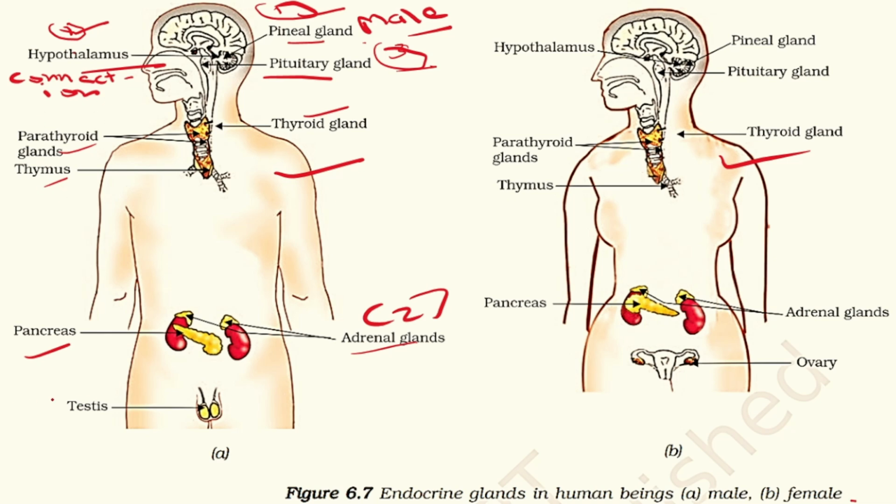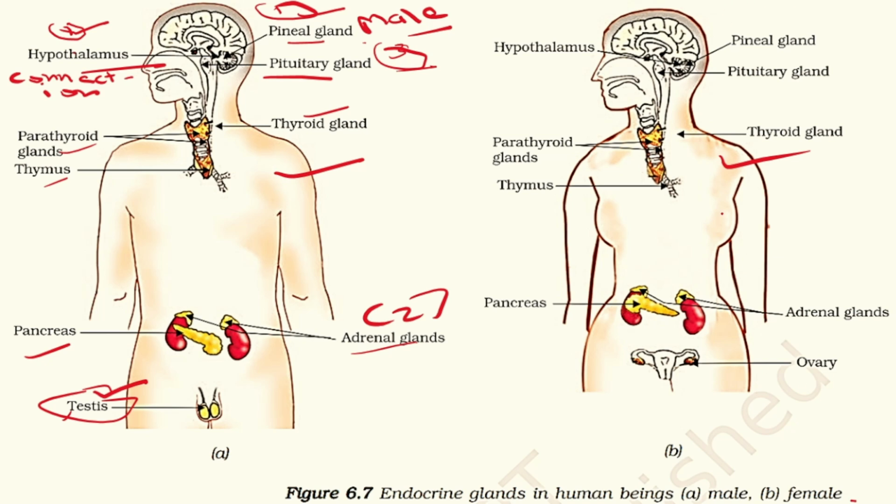Next, we have this testis. Testis is the male reproductive organ, and this also serves as an endocrine gland because it secretes hormones which are responsible for male characters. This is the gland testis which is present in males only. As it is responsible for male characters, this is present in males only and it is absent in females. This thing you have to keep in your mind.